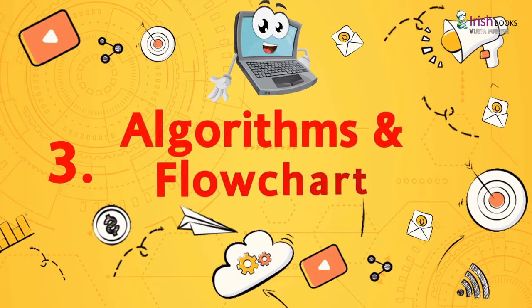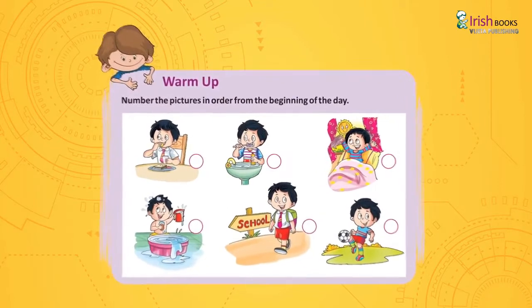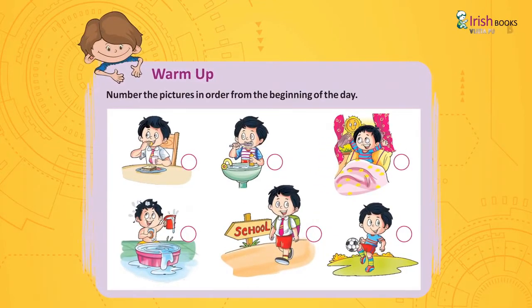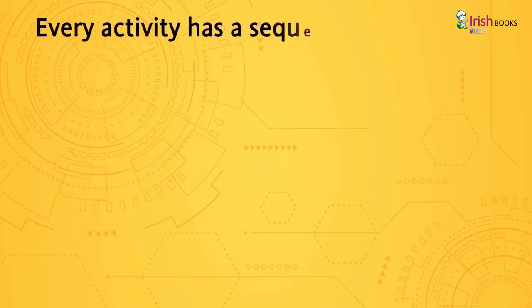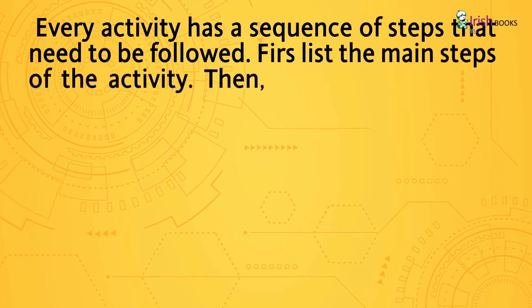Chapter 3: Algorithms and Flowchart. Warm up. Number the pictures in order from the beginning of the day. Every activity has a sequence of steps that need to be followed.